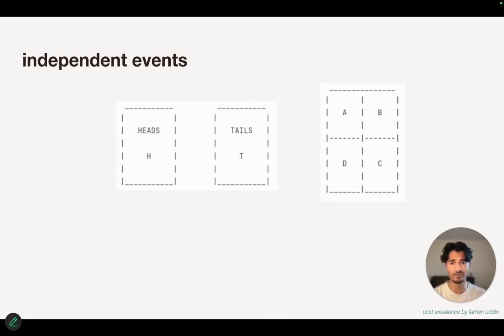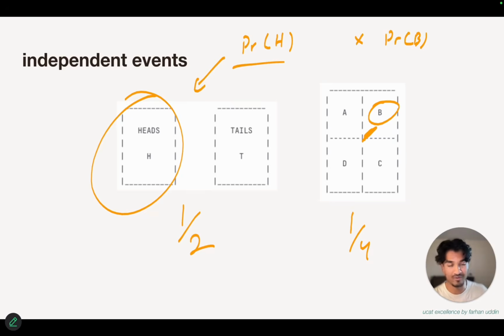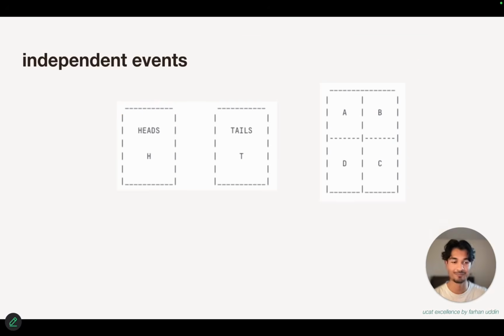So let's just go through an example, right? What's the probability of me getting a heads when I flip a coin? It's going to be 1/2. What's the probability of me landing on B, for example? If I had a spinner here and there was an equal probability of landing on A, B, C, and D, then the probability of that would be 1/4. And so if I was trying to find the probability of me getting heads here, so probability of heads, and then probability of landing on a B, then you multiply those two together because they're independent. So we end up getting 1/8 in this case.